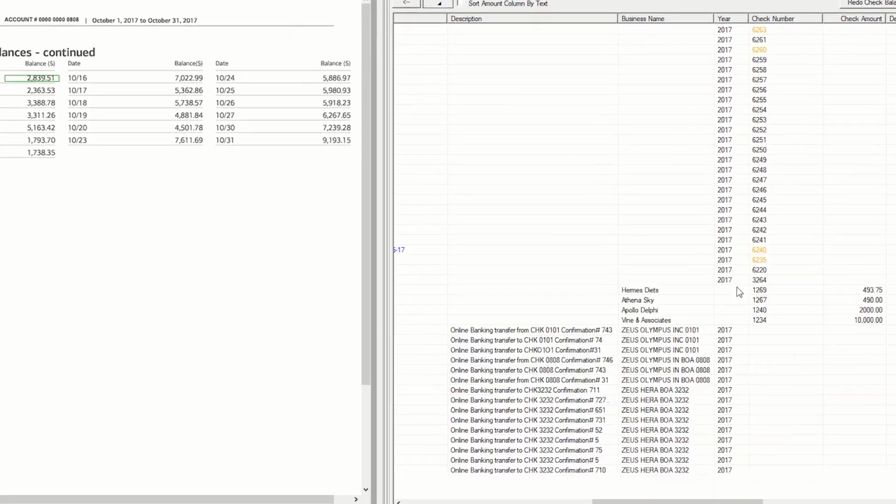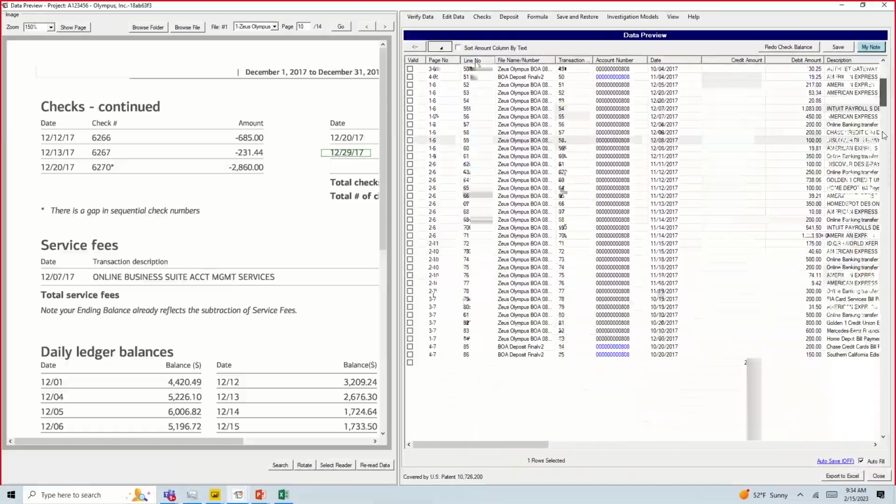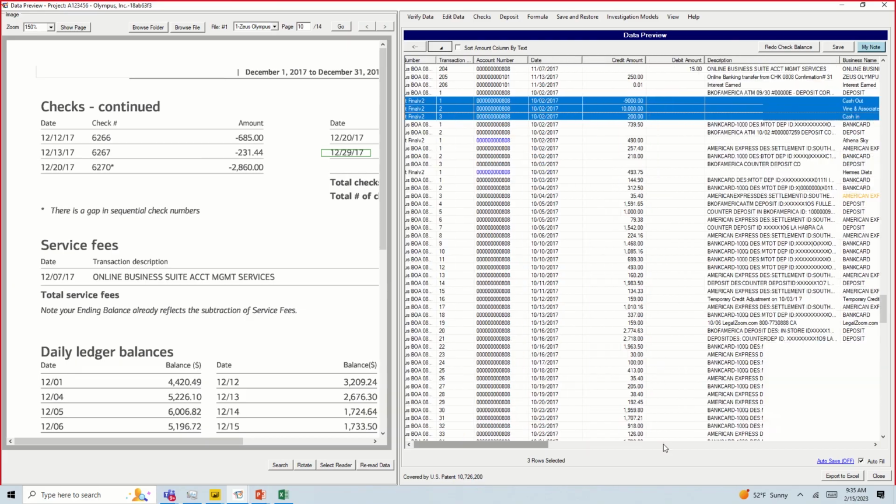By following these steps and utilizing a software like ScanWriter, investigators can prepare compelling SAR narratives that help prevent financial crimes and protect the integrity of the financial system.